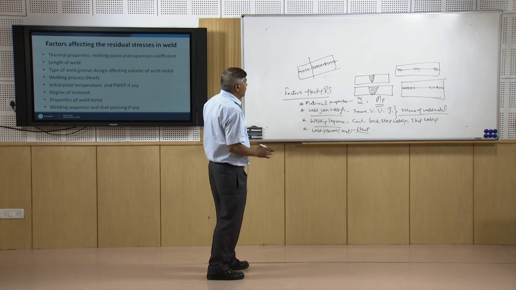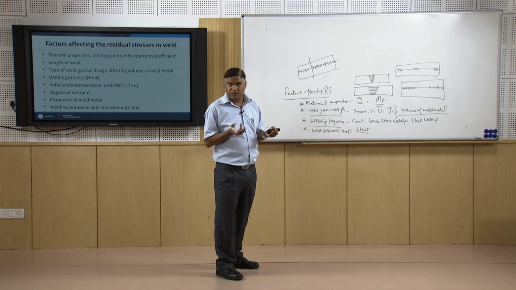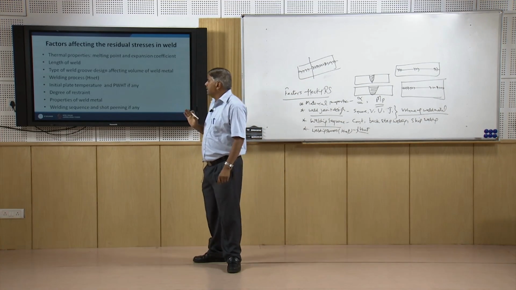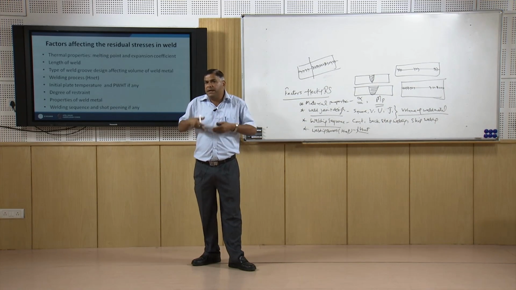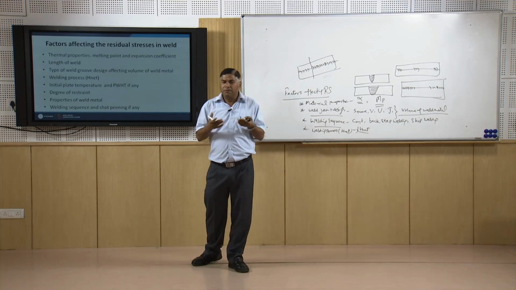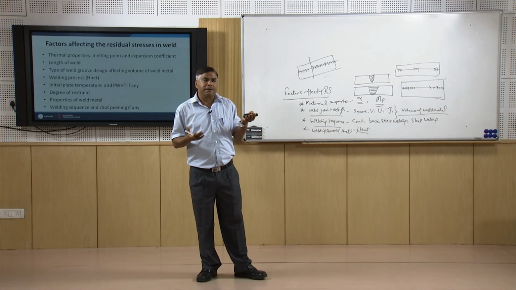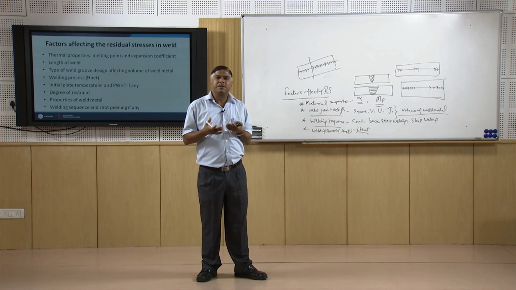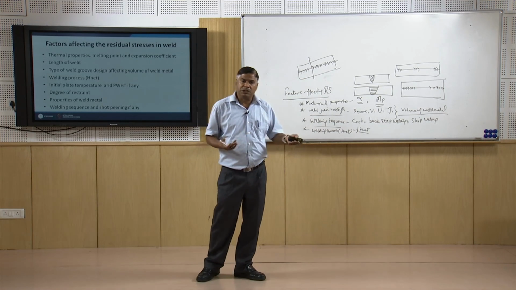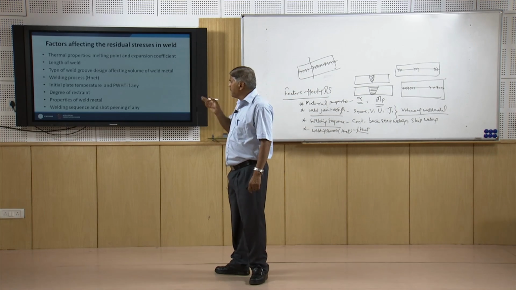Then degree of restraint. If we allow somewhat movement of the plates in the course of the welding, then the magnitude of the residual stresses will be reduced. Then initial plate temperature and post weld heat treatment. Initial plate temperature is important because if you preheat the plate, then there will be more uniformity in the temperature as compared to the case when there is no preheat. So, improved uniformity in the temperature will lead to somewhat less differential expansion and contraction, and that in turn will be reducing the magnitude of the residual stresses. And then the properties of the weld metal.